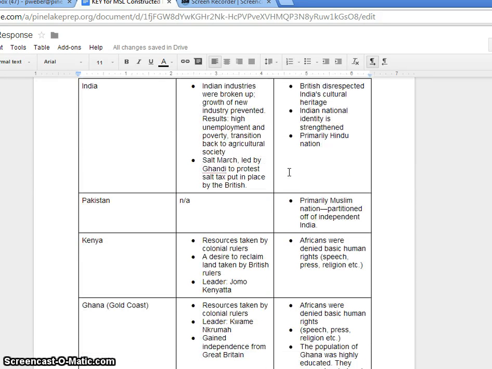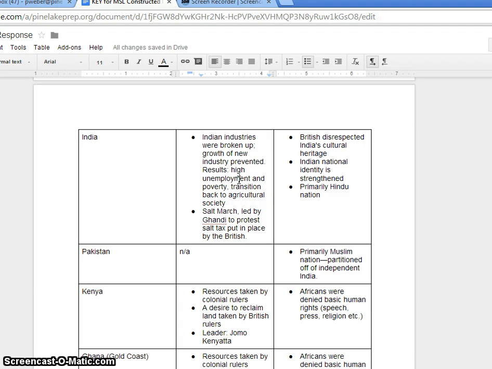So in India, we can see some effects, breakup of industries, rise in unemployment and poverty, the Salt March to protest the salt tax put in place by the British, and then some social effects. We see they didn't like that the British disrespected their culture, things like that. So these things are all going to cause them to rebel against the British. This is going to increase their feelings of Indian nationalism, of their Indian identity.